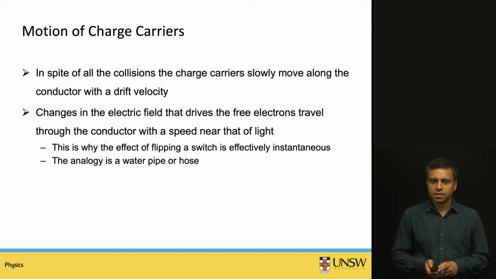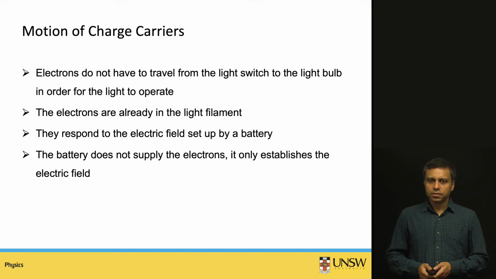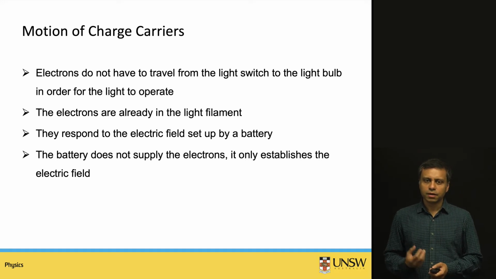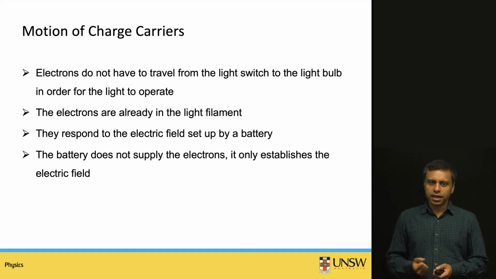The same concept applies. So let us summarize what we have just discussed. Electrons do not have to travel from the light switch to the light bulb in order for the light to operate. The electrons are already in the light filament.